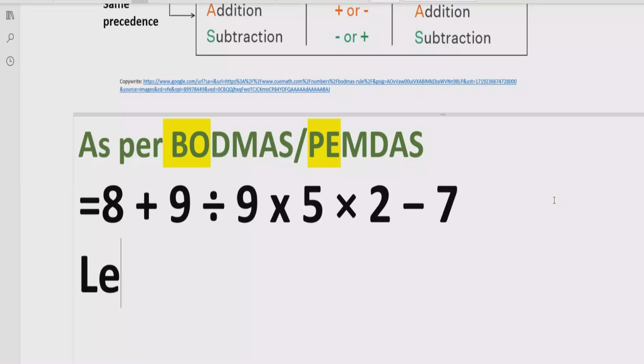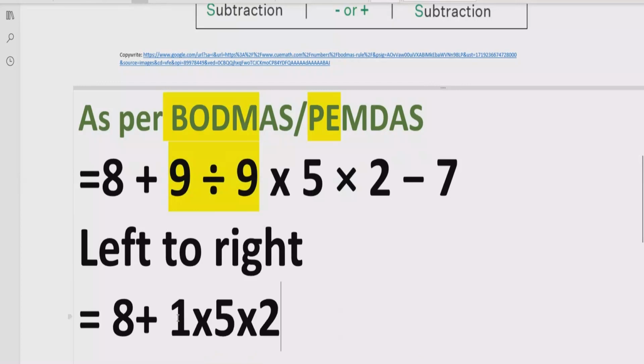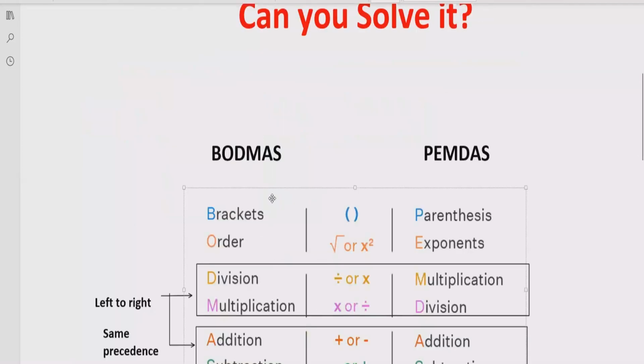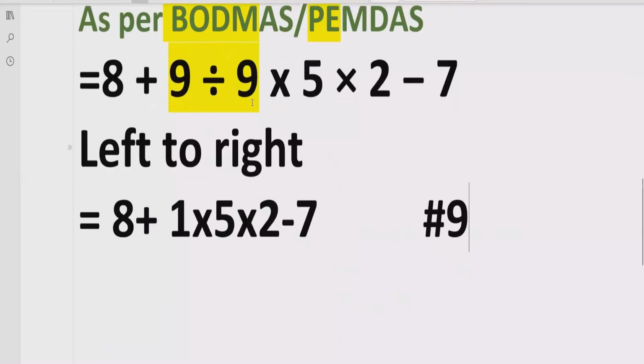Now we have to go for division and multiplication. We will go left to right in our expression and find out division and multiplication. So first we have 8 plus 9 divided by 9. We will divide this part, then 1 multiplied by 5, multiplied by 2, minus 7. We will write here as it is. And here we will write 9 divided by 9 equals 1.